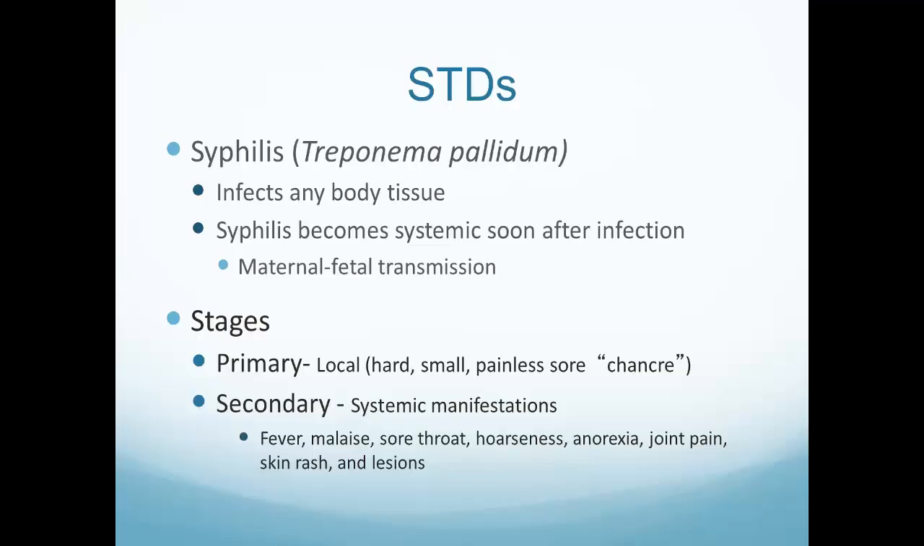A couple other types of sexually transmitted diseases. Syphilis is one here, and that can affect any body tissue. Often becomes systemic soon after infection and can be transmitted to the fetus. So we have the stages: the primary local hard kind of canker sore that is occurring, and then moving on to the secondary type of disease, which is going to be the systemic disease. And this causes a lot of long-term complications, can cause problems with mental retardation and central nervous system problems if it's not treated in its systemic manifestation.